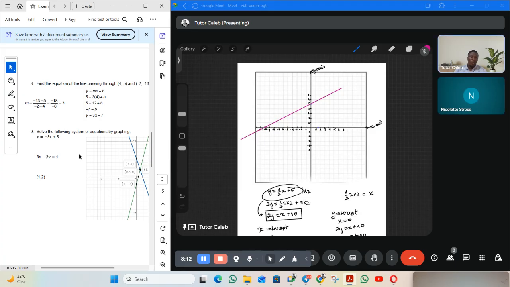What does it say? Solve the following system of equations by graphing. Correct. So you are solving 2 equations by graphing. The first equation, you will graph just like we did right now. When you are done, you will also graph the second equation, and you'll have 2 lines on your graph. You'll notice that the 2 lines will touch each other. The point where they touch each other is the solution of the 2 equations.